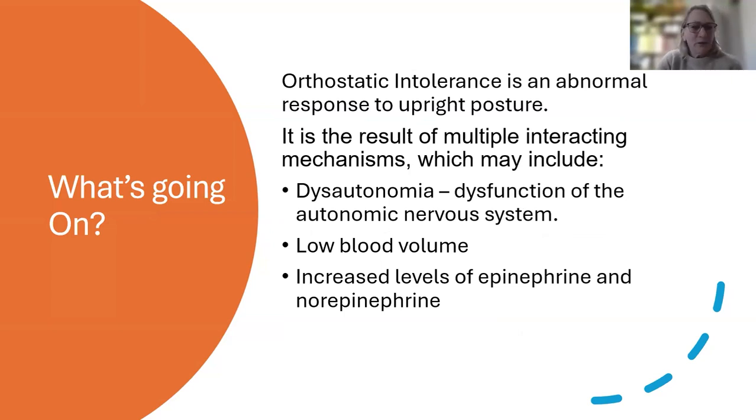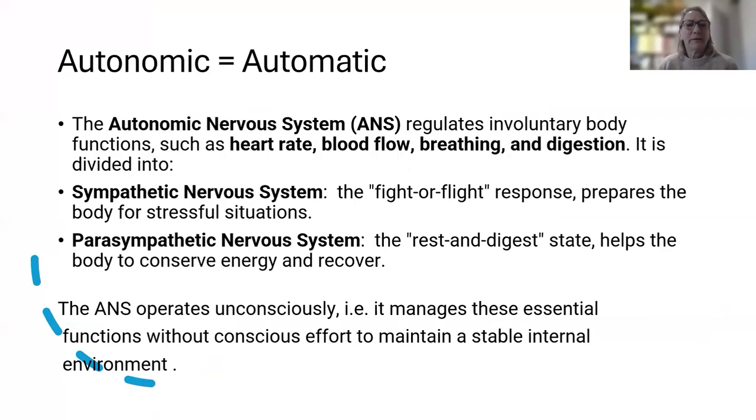So what's happening in orthostatic intolerance? As we said, it's an abnormal response in people when they're in an upright position. There's a lot of multiple interacting things going on, and it can include dysautonomia, low blood volume, and increased levels of epinephrine and norepinephrine.